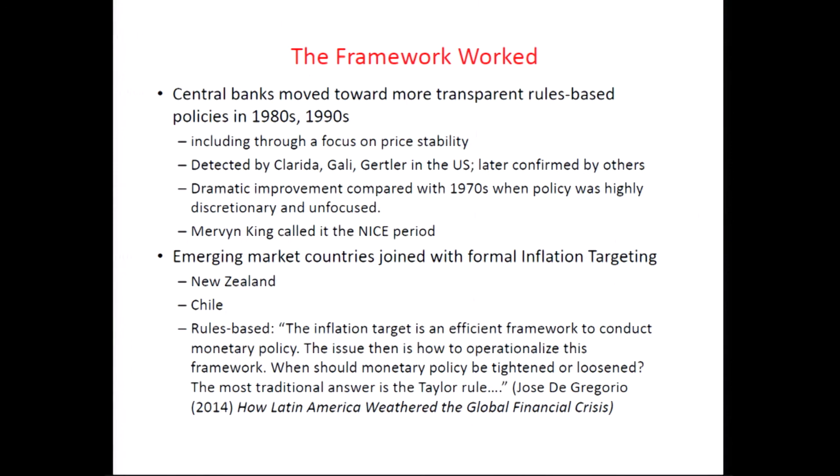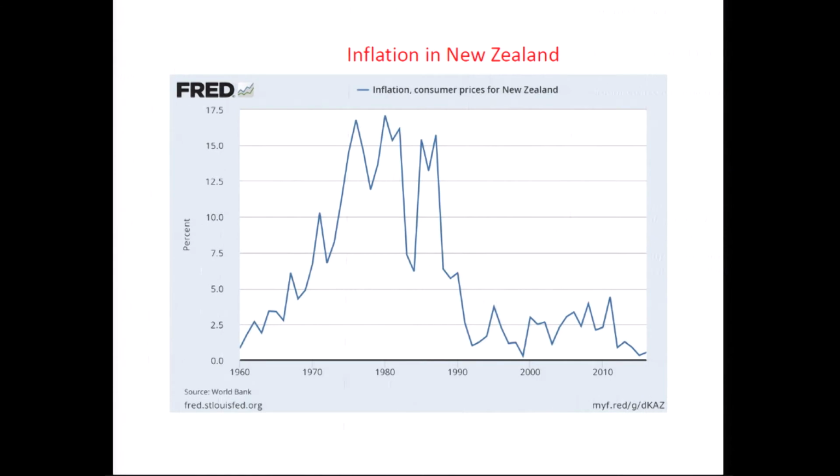So the framework worked in many respects. I'll just give you a couple of charts. This is from New Zealand, inflation rate coming down at the time they introduced inflation targeting, and has stayed pretty low through this whole period of time. This goes from 1960 to the present. And now it's fluctuating at around 2.5%.